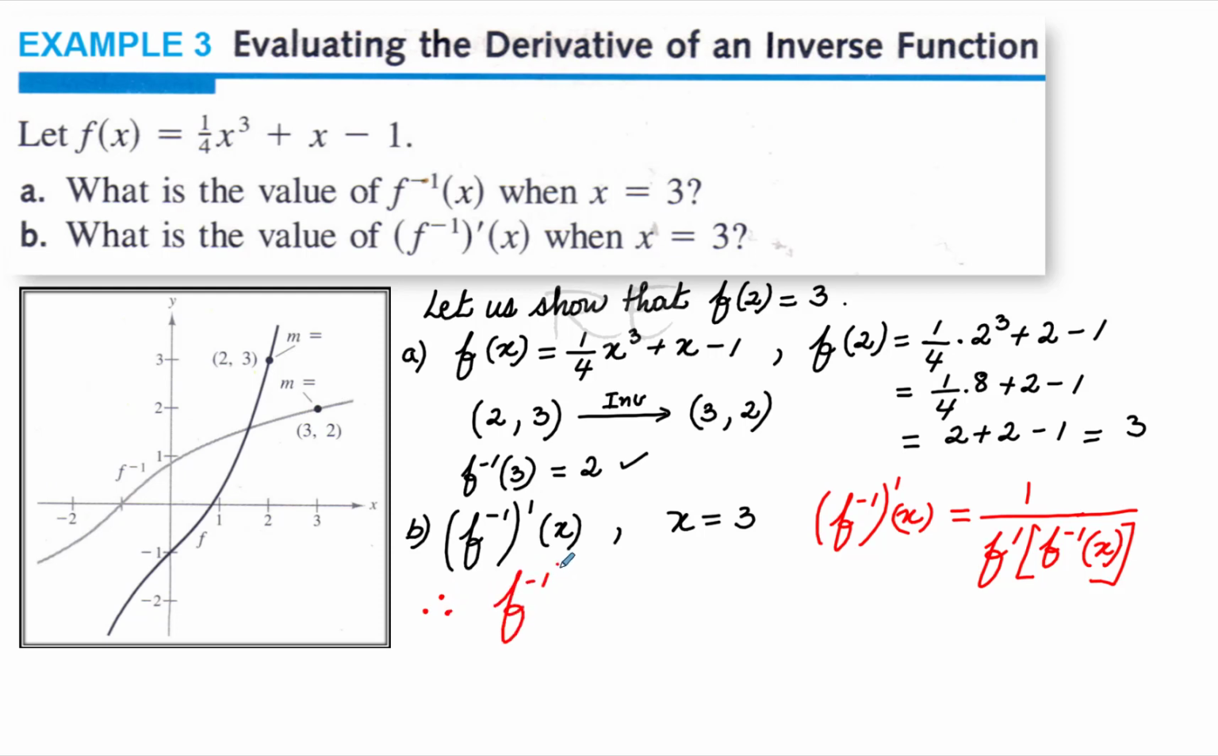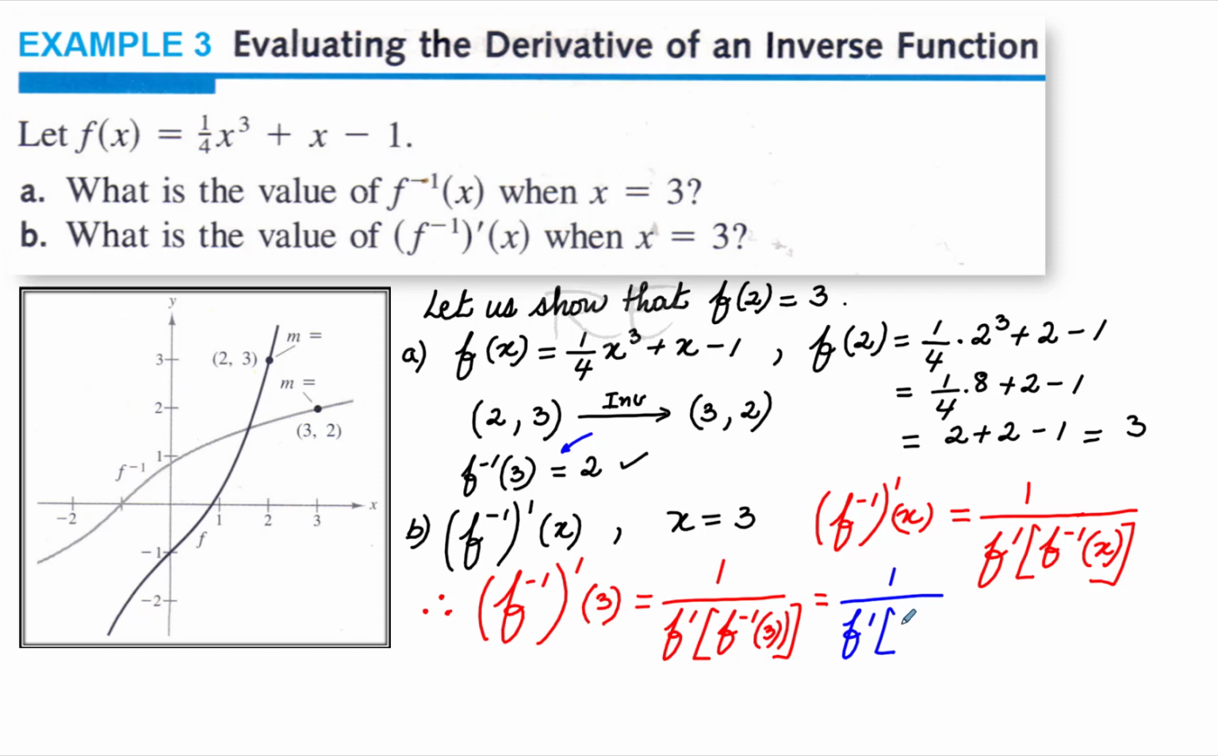Anyway, it means that the derivative of the inverse of f of 3 is equal to 1 over the derivative of f of the inverse of f of 3. The inverse of f of 3, which was previously calculated, is equal to 2. So it's going to be equal to 1 over the derivative of f of 2.